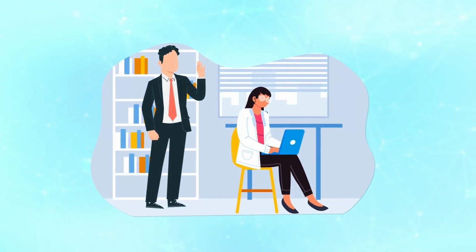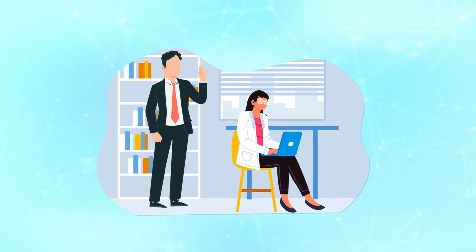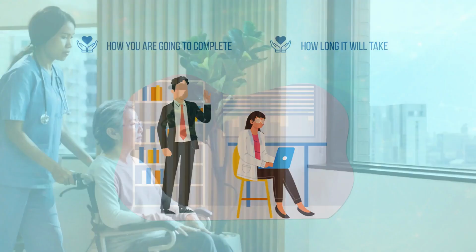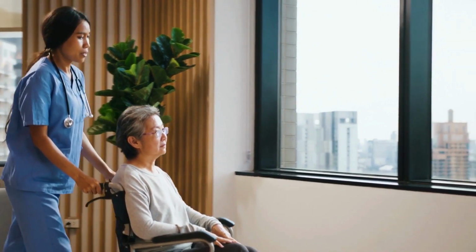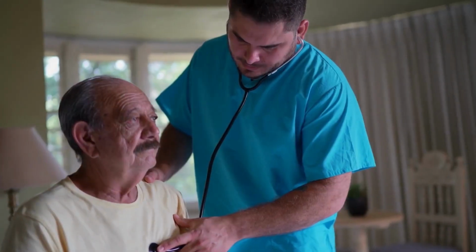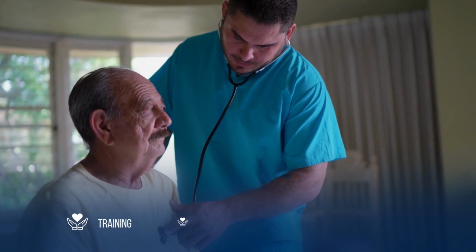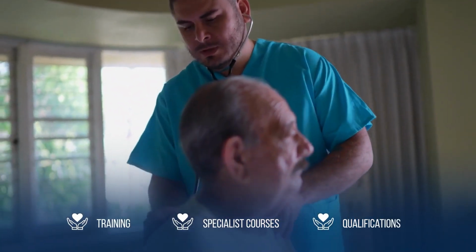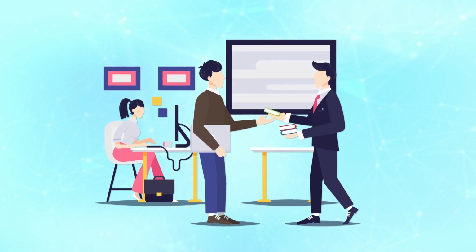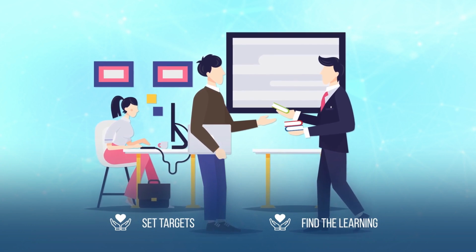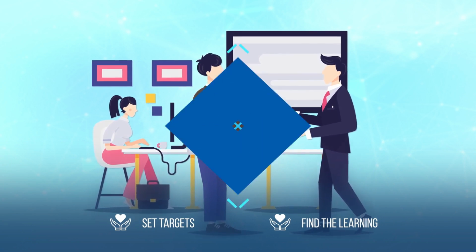As a first step, you will have to agree with your employer on how you are going to complete the care certificate, including how long it will take. Then, as you continue to work in health and social care, it will be important to develop skills and abilities. This may involve further training, specialist courses, and qualifications. Your employer will know what they expect from you and will help to set targets and find the learning you need, and so will create your PDP with you.